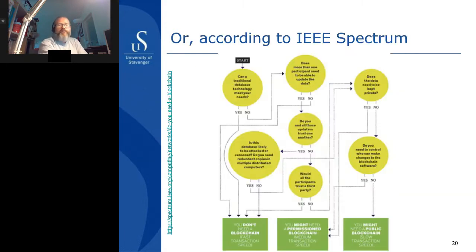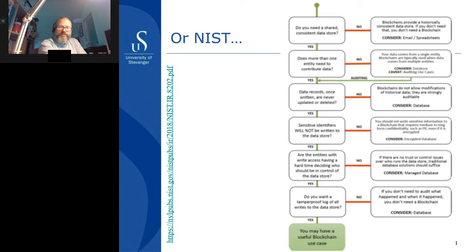There have been a number of other such flowcharts. For instance, one was published in IEEE Spectrum, and NIST also did a special publication for which you can find the link to the left of the slide. They are all basically along the same lines that I just quoted from Wust and Gervais, but I recommend that if you haven't read this NIST special publication, it would be a very good starting point to have a foundation in blockchain. So I highly recommend that.